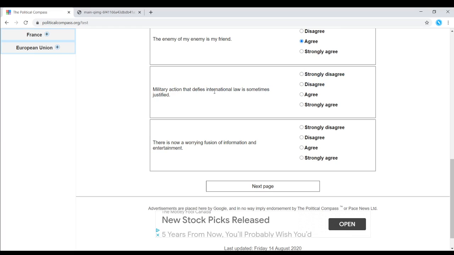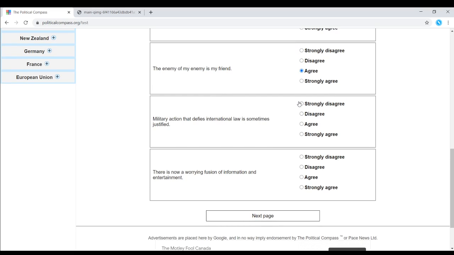Military action that defies international law is sometimes justified. Okay. I'm going to definitely agree with that. I'm not going to strongly agree with it, because oftentimes we sadly need to perform military action that is defying international law, especially when international law is a bunch of people sitting around the UN basically making up a bunch of stuff that they're trying to impose on other countries, but have no coercive power in doing so. So international law to me is a joke, really.